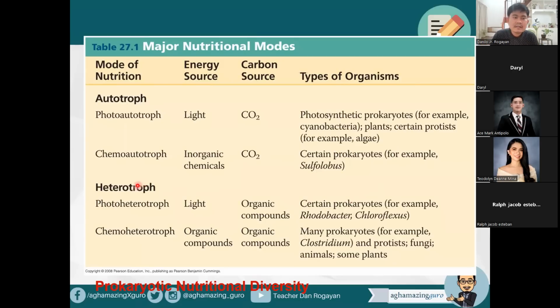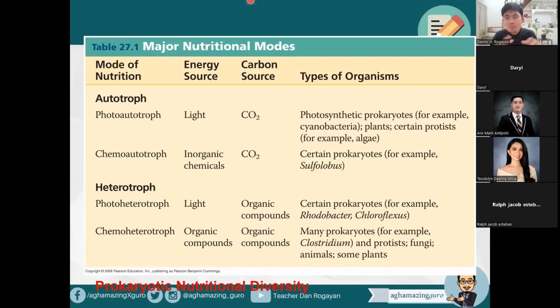They love sulfur here. Heterotrophs are those that feed on autotrophs. We have photoheterotrophs, using organic compounds, like certain prokaryotes such as Rhodobacter and Chloroflexus, and the chemoheterotrophs, using organic compounds, like many prokaryotes, for example, and protists, fungi, and animals, and some plants also. Remember that plants also can be parasitic in nature. Some are carnivorous plants like the Venus flytrap, diba? Sundews, what else? Question, bakit carnivore sila?